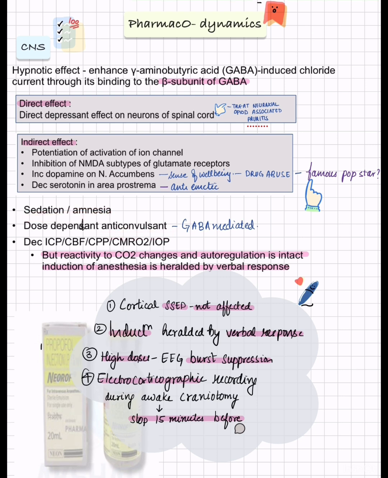Coming to its effect on cerebral blood flow, it decreases the cerebral blood flow. It decreases the intracranial pressure, and hence there's a decrease in the cerebral perfusion pressure also, a decrease in the oxygen requirement, and a decrease in the intraocular pressure.